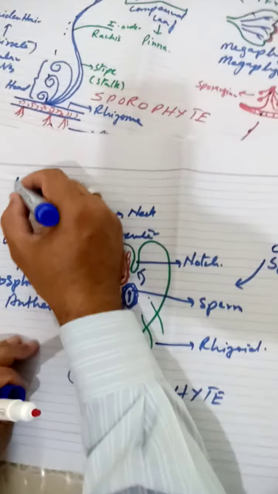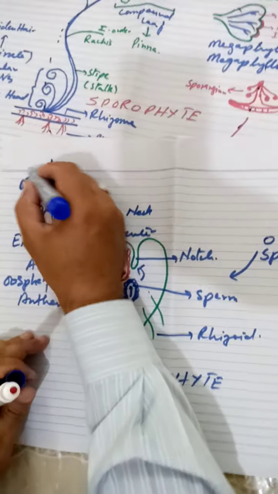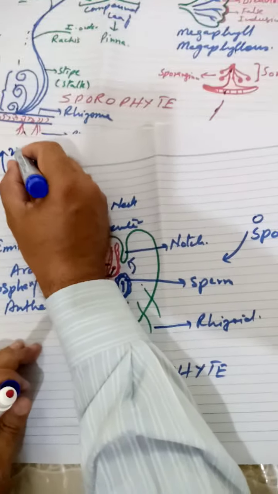The zygote is an oospore. Oospore is not a spore but a zygote, which changes into the sporophyte, and that is the life cycle of Adiantum, which consists of 3 short questions and 1 long question.